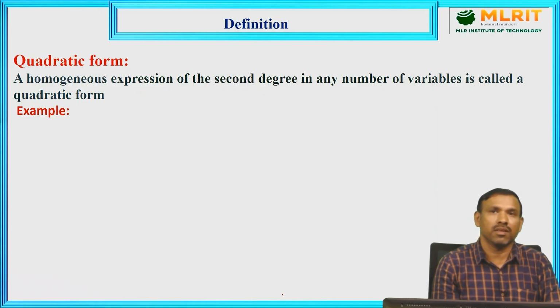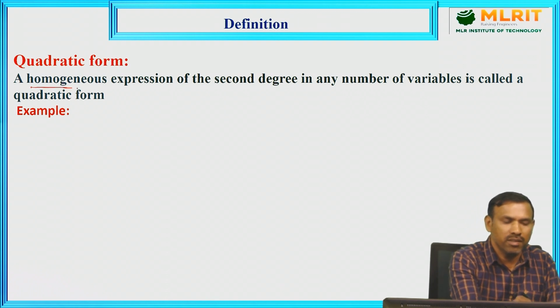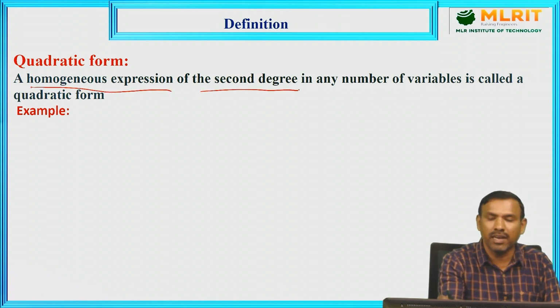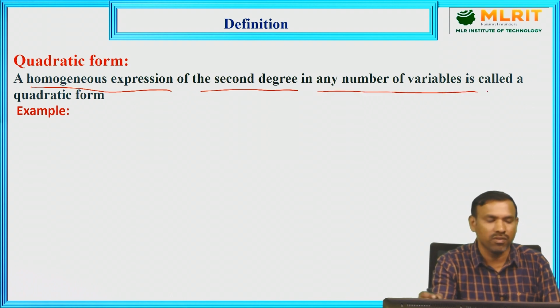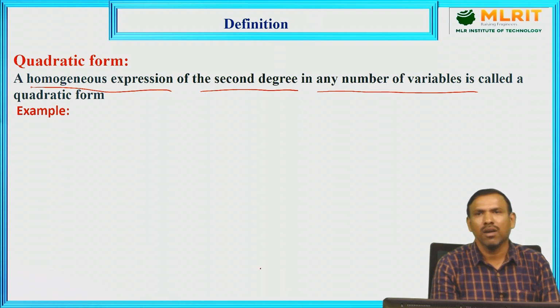First of all, what is the definition of the quadratic form? A homogeneous expression of the second degree in any number of variables is called a quadratic form. Homogeneous means the degree of each term in the expression must be equal. In any number of variables, it may be 2 variables, 3 variables or 4 variables. I will explain with an example.